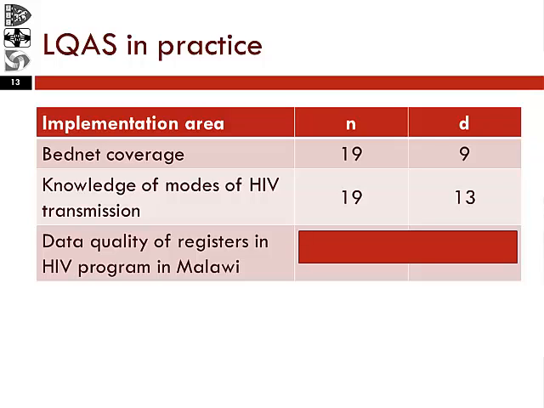We did another study where we were looking at knowledge levels of HIV transmission. So do they know that HIV can be transmitted through unprotected sex? Do they know it can be transmitted from mother to child? And in that study, we used a sample size of 19 and a decision rule of 13. And then we also did a study where we looked at data quality of registers in an HIV program in Malawi. And in that one, our sample size was 76, and our decision rule was 71.